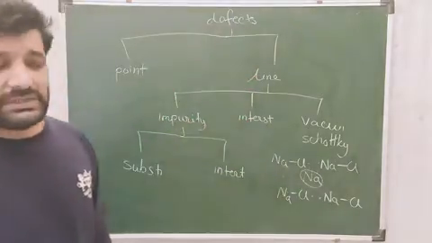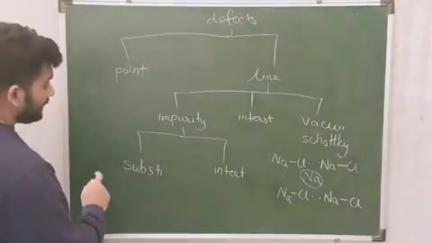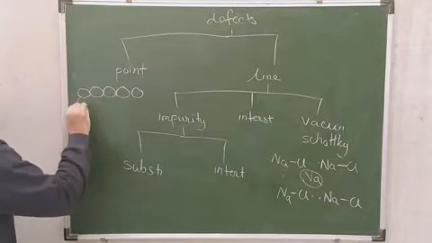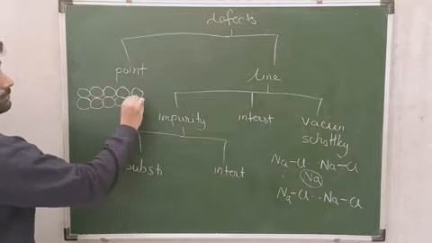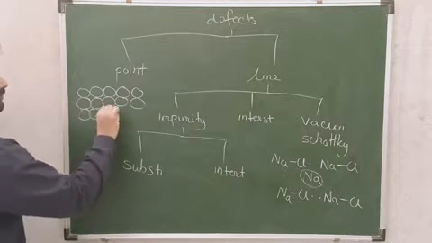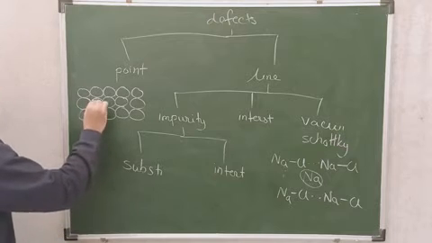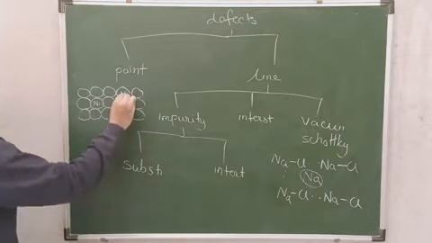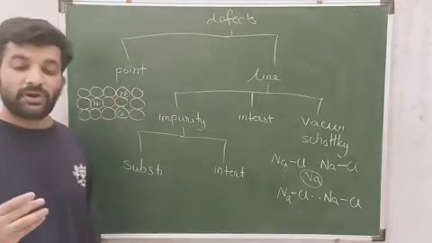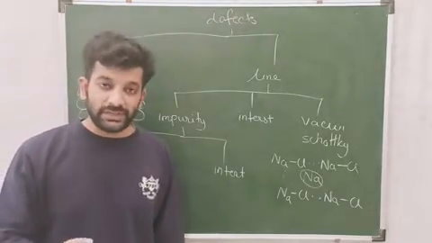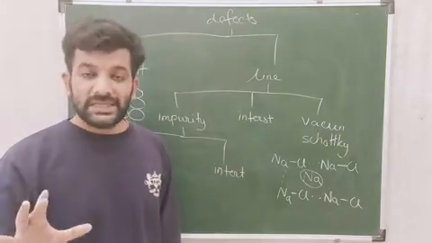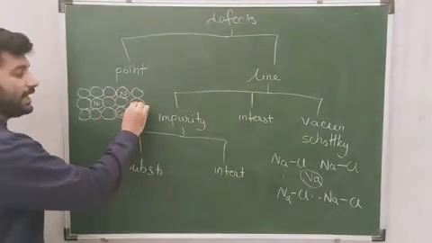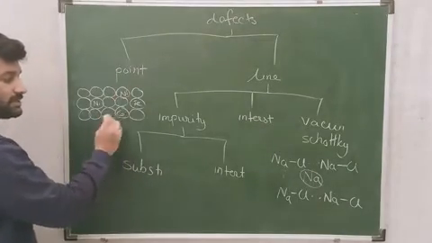So what is the substitution defect? If these are atoms of iron present in a crystal, and we are adding nickel and cobalt, then what will happen? These nickel and cobalt have approximately the same atomic size as iron, so they will easily replace the iron atoms. This is known as what?